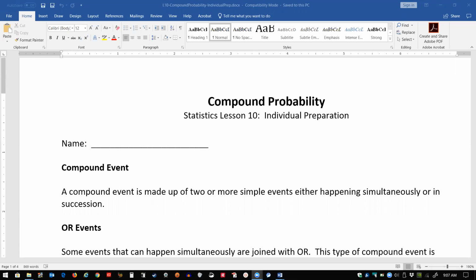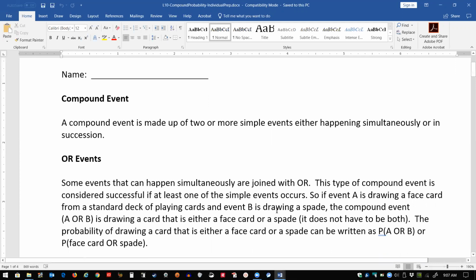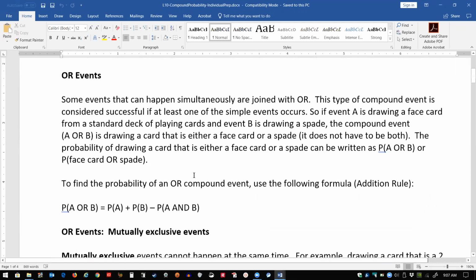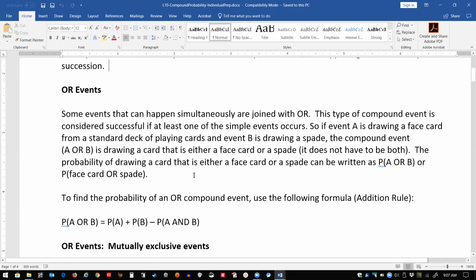So there's two main types of compound probabilities that we're going to focus on. The first one involves OR events. This is one that allows a success if any of the specified simple events end up happening.